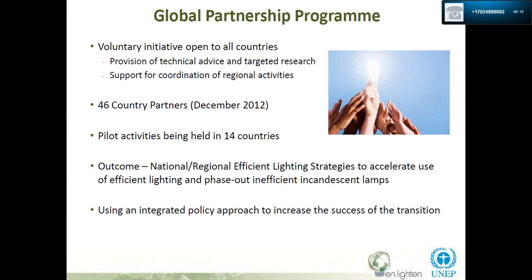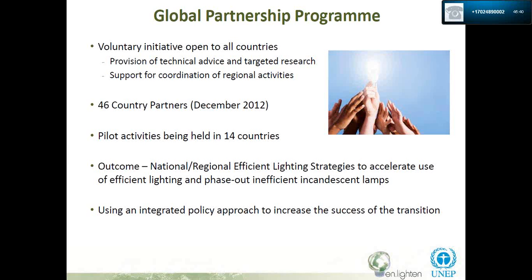Now, the mechanism that in the en.lighten process was suggested to assist the countries which had not yet taken action to phase out was the Global Partnership Program. And this provides us a versatile and dynamic forum whereby countries can join. This is a voluntary initiative.